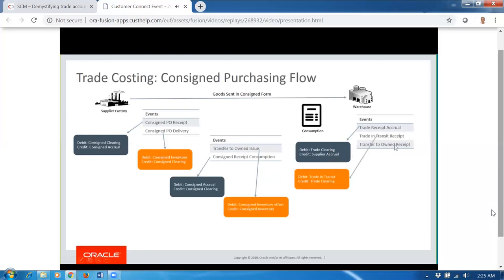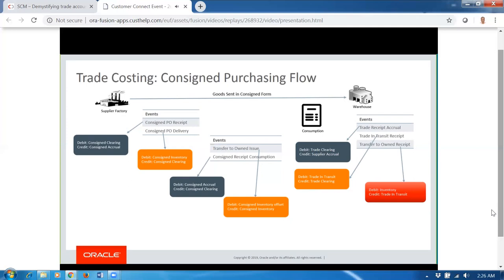Now, once you have a supplier accrual, you would also need a logical receipt and a logical delivery. This is where we have something called a trade in transit. Here, it does not really mean that the goods are actually in transit, because the goods are already with you. Financially, you are moving the goods value from the consigned book to the actual book. Once the supplier accrual is recorded, which means the liability got established, you also need to establish your receipt. So we want to create these two supplement events, a trade in transit and a transfer to own receipt.